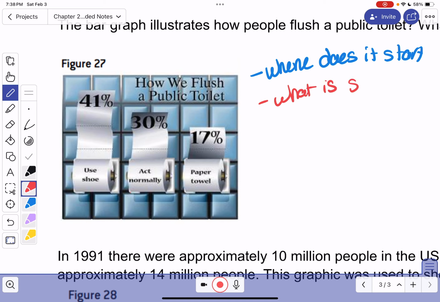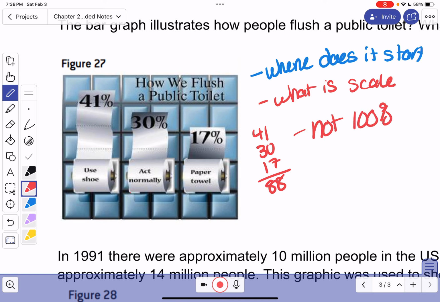There's nothing given. And then if we add those up, 41, 30, and 17 only gives us 88. So A, it's not 100%. What do the other 12 people do to flush a toilet? Maybe they don't. I don't know. And the other thing, it's not really to scale, right? So if this is 30 and this is 17, it should be about half, right? And it's not. It's not even close to half. So the scale's not even helpful on here. There's really no redeeming anything in this other than it looks cool.